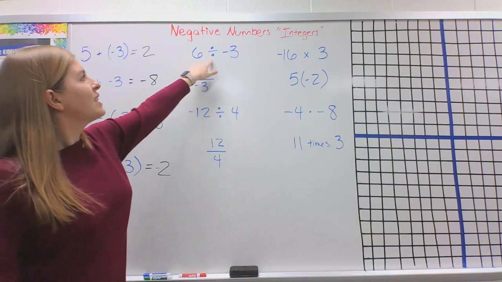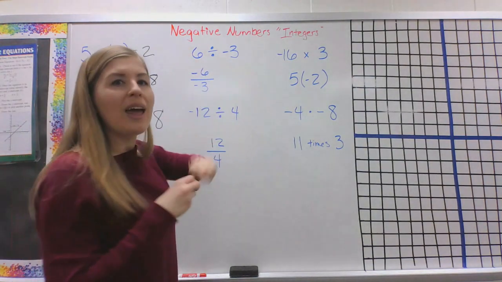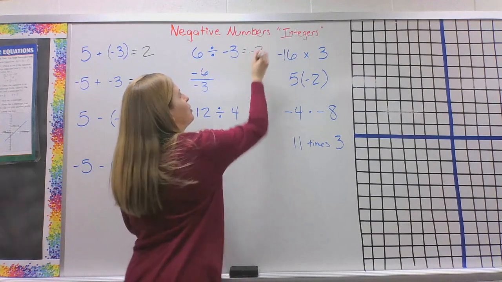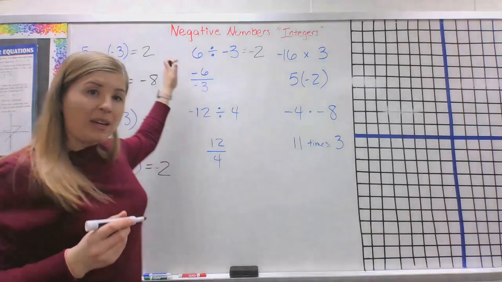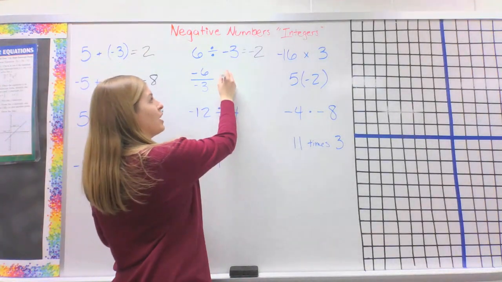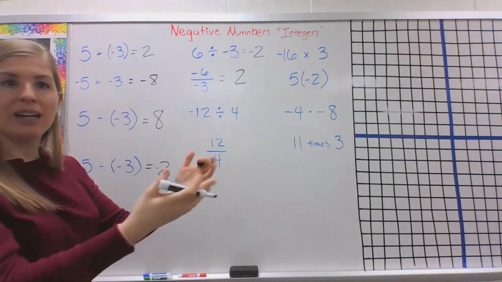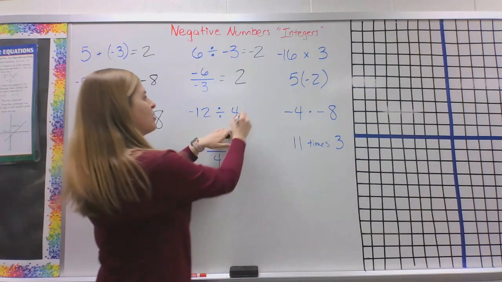So if we do 6 divided by negative 3, 6 divided by 3 is 2. And since these are different signs, we know it's going to end up being a negative 2. What about negative 6 divided by negative 3? Both negative, so that's going to be a positive answer. Same sign means it's a positive answer. Negative and a positive, we're going to have a negative answer.